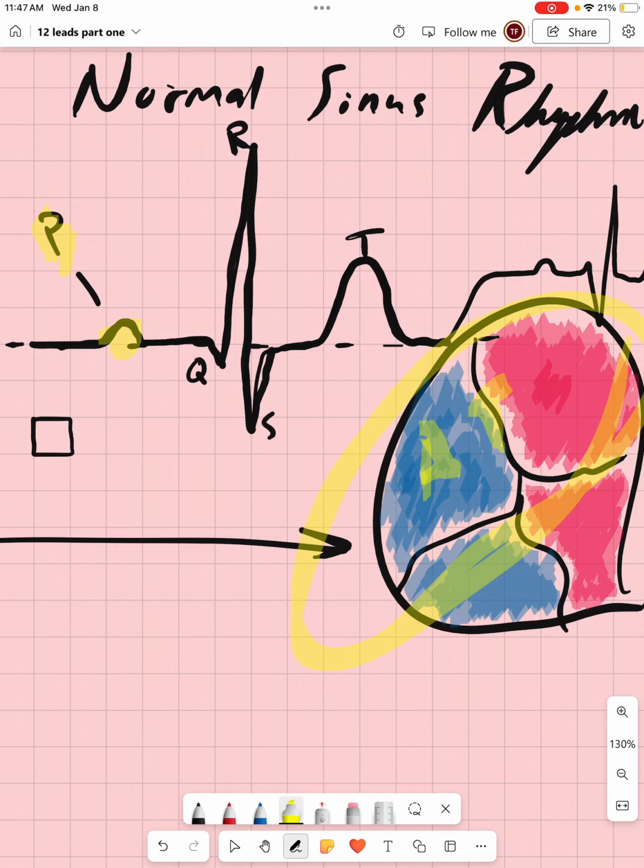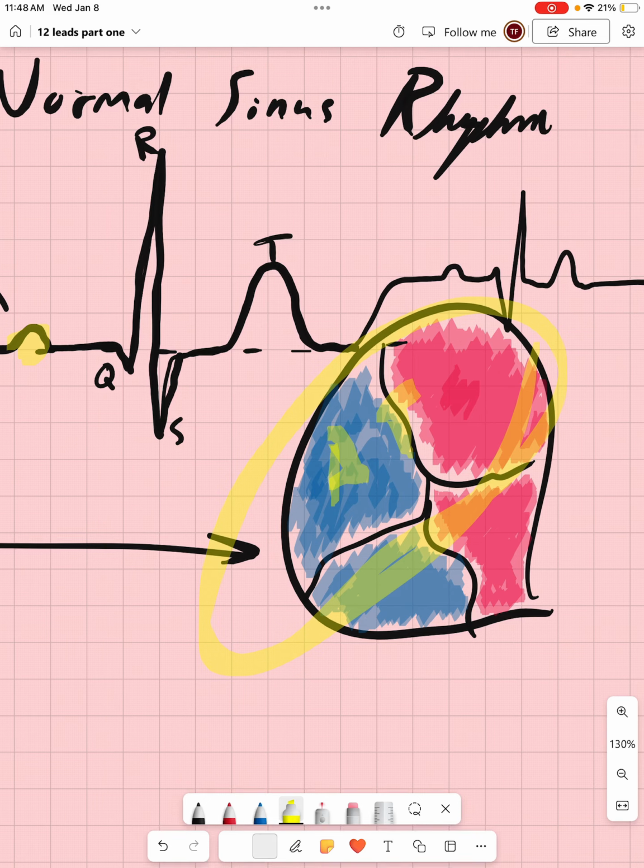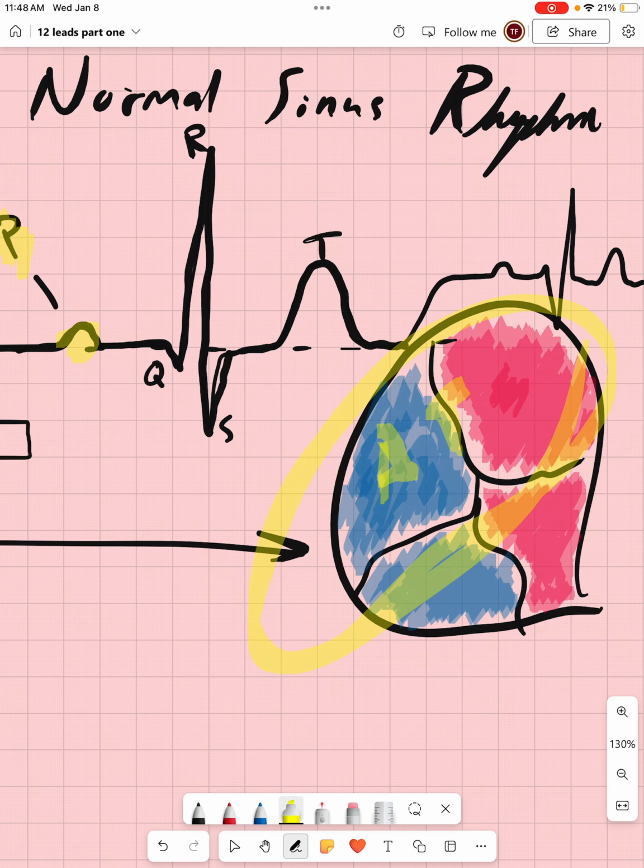So that is deoxygenated blood from the body getting squeezed to our right ventricle, and oxygenated blood from our lungs getting squeezed to our left ventricle. I might have gotten my right and left mixed up here. So resetting here, the P wave is measuring the electrical depolarization of our atria. So the top chambers of our heart.